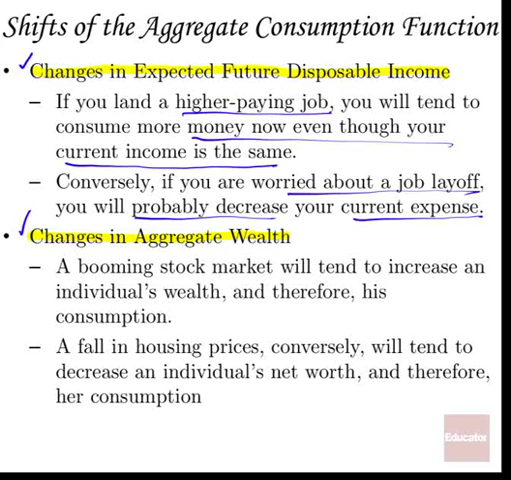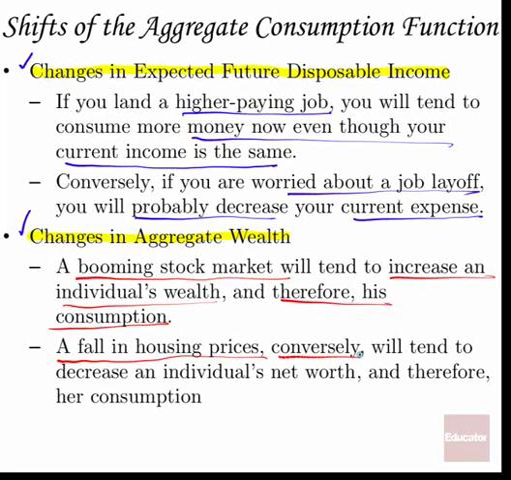Another way that the consumption function can either shift up or down is changes in aggregate wealth. So a booming stock market will tend to increase an individual's wealth, and therefore his consumption. So if you're literally more wealthy, you have more assets, then the consumption function is going to increase. Conversely, a fall in housing prices will tend to decrease an individual's net worth and therefore her consumption.